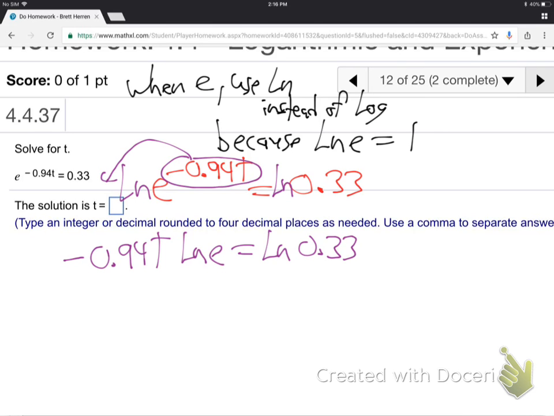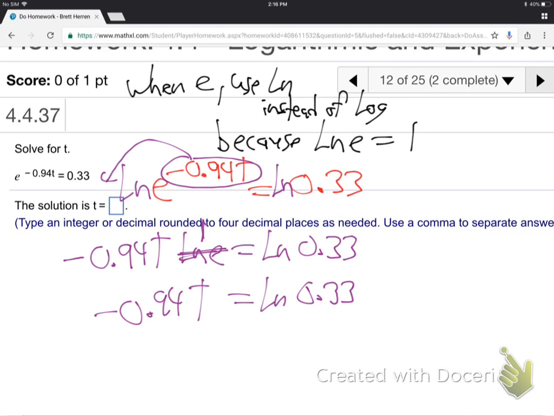And then that ln e piece, that's just 1. So it just vanishes. Which is very nice. Very convenient. That's why we don't do regular log, because then we'd be stuck with that. You actually could. It would be the same answer. It's just not as convenient. So we just have minus 0.94t is ln 0.33. Good to there.